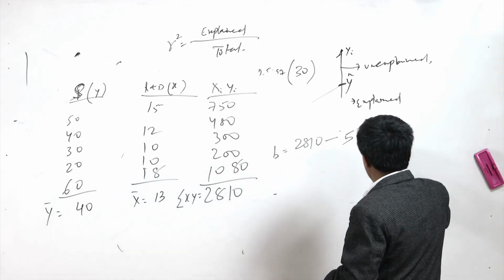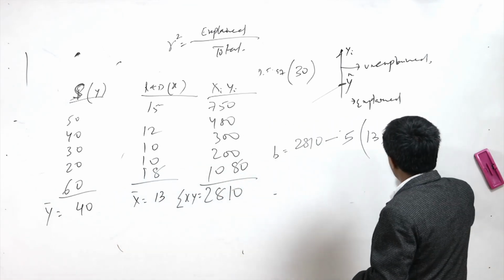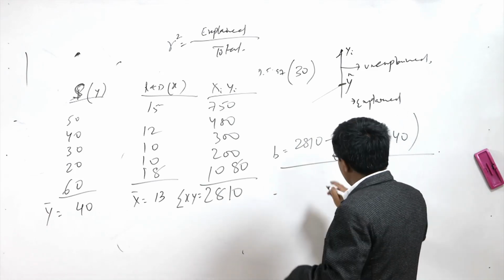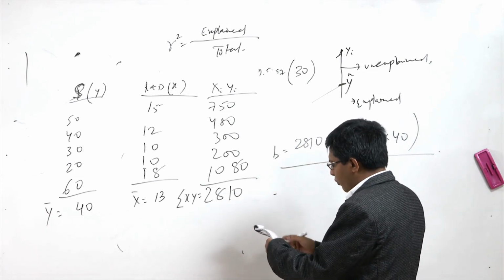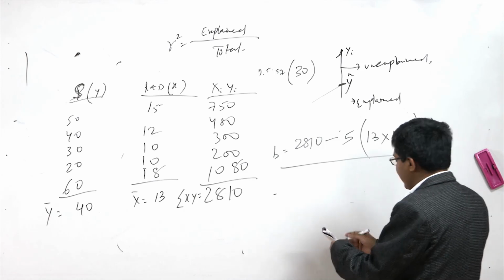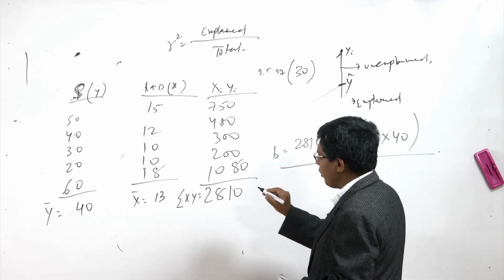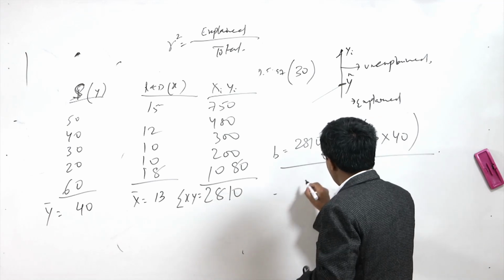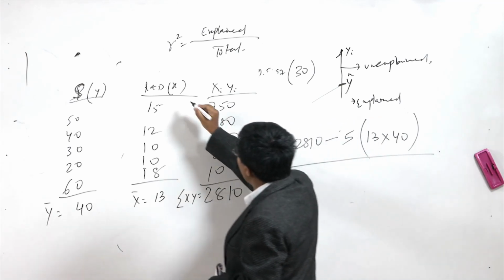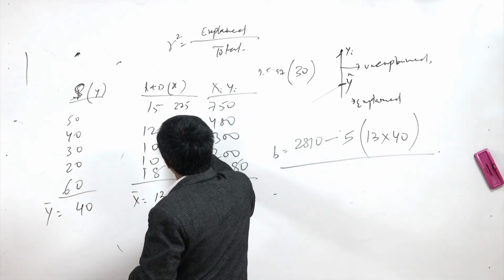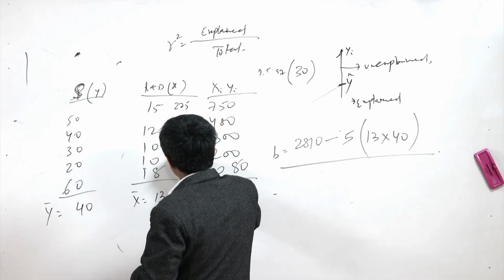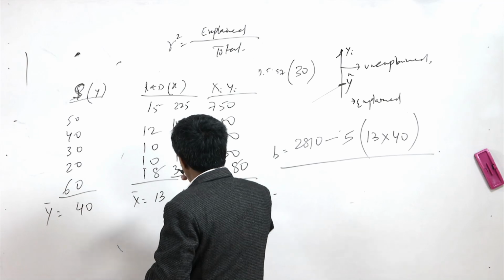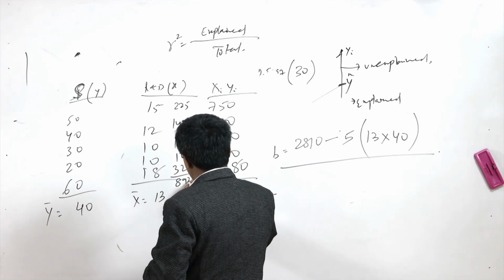13 into y bar is how much? Now, 40 divided by, the whole divided by 893. Now, what is this 893? This is the x square. If you go back, we had said summation of x square: 225, 144, 100, 100, 324, right. So this will become somewhere around 893.